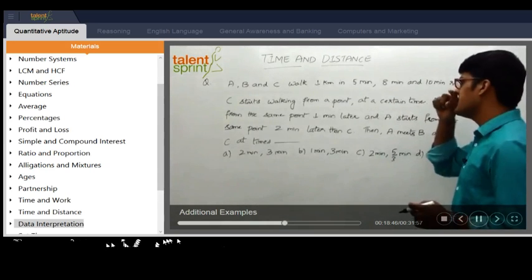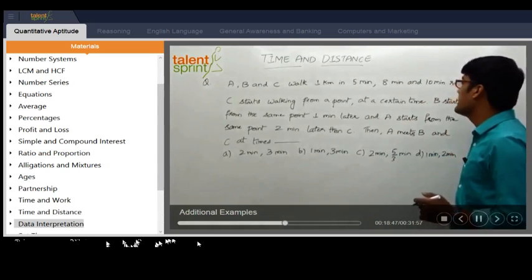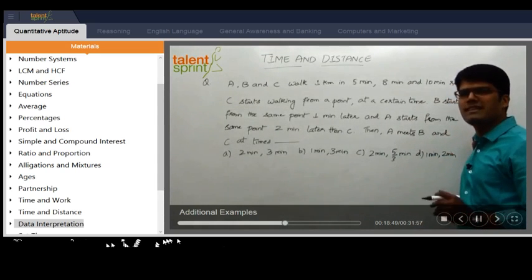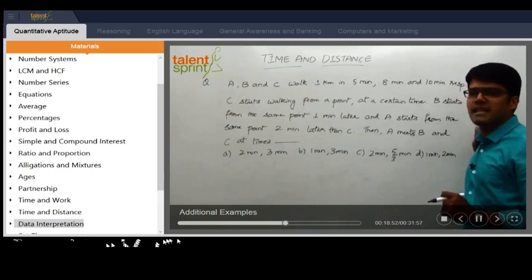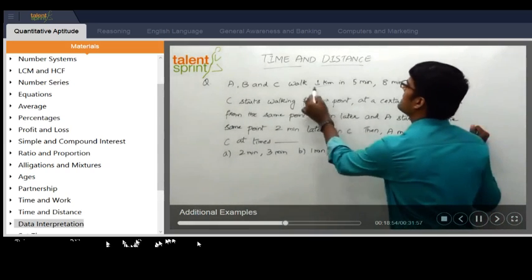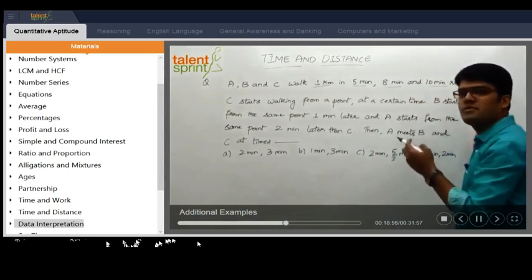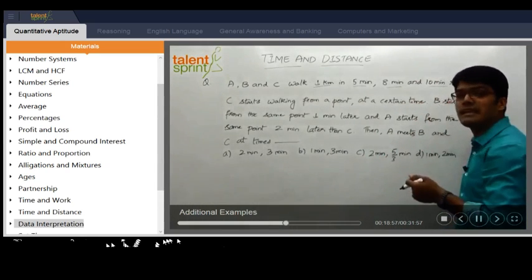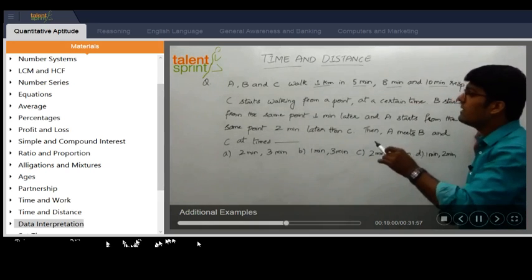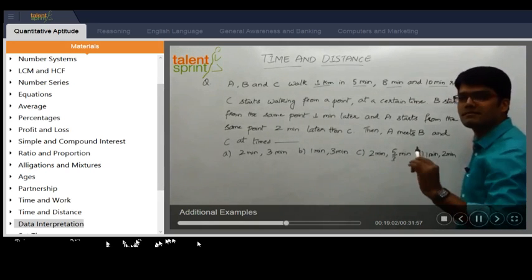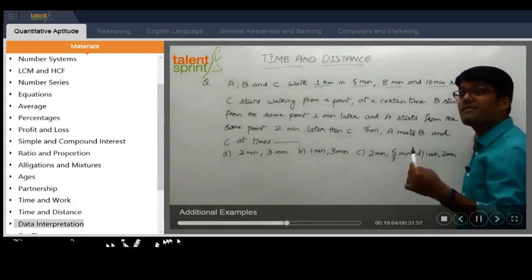Look at this. A, B and C walk 1 kilometer in 5 minutes, 8 minutes and 10 minutes respectively. So basically, the speeds of A, B and C have been given. You know the distance and the time. So distance and time together give you what? Speed. What is the speed of A? 1 kilometer in 5 minutes, so 1 by 5 kilometers per minute.